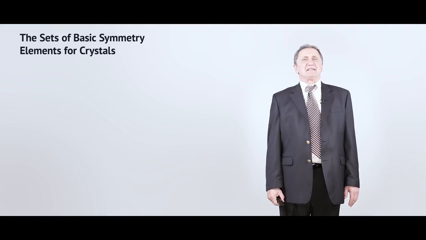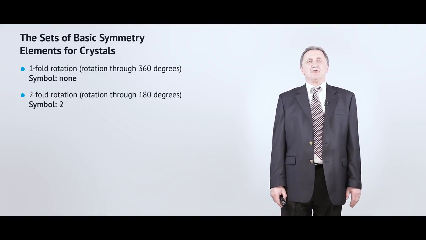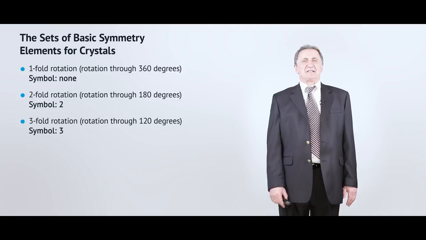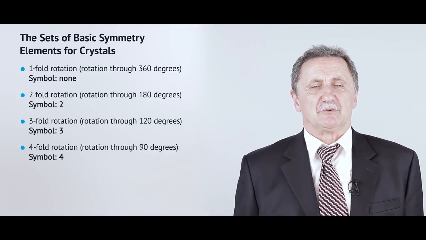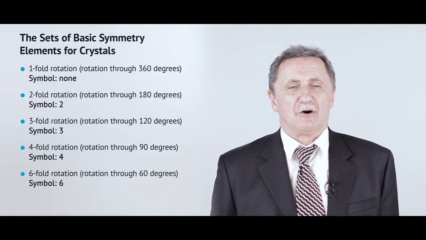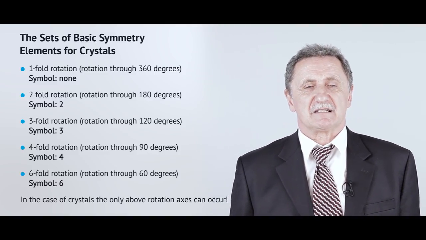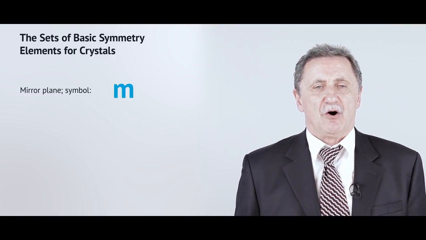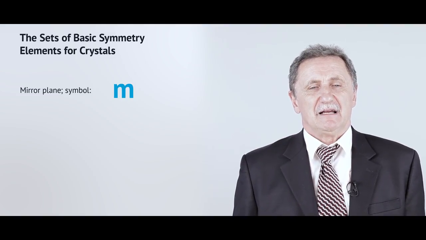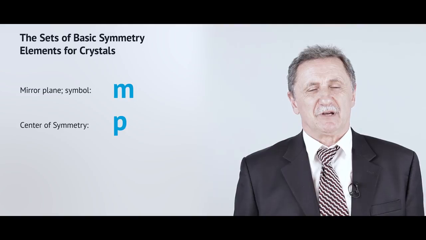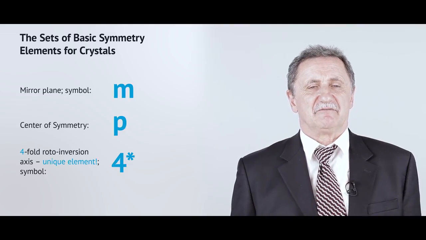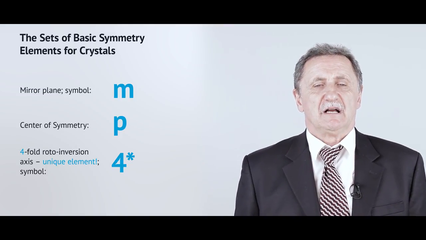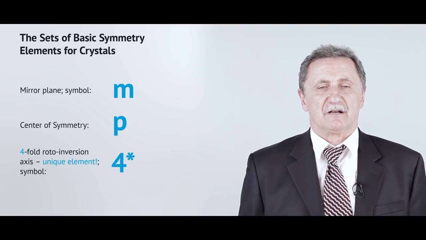So the sets of basic symmetry elements for crystals are shown on this slide. It means that analysis of whatever sequence of these symmetries which we discussed allowed scientists to conclude that only the types of symmetry presented on this slide should be used in order to describe any kind of crystal structure. Only these ones and none other. And just put your attention that typically, and you can use this in the future, mirror symmetry has the symbol m, center of symmetry has its own symbol, and 4-fold rotoinversion has a unique symbol as well.